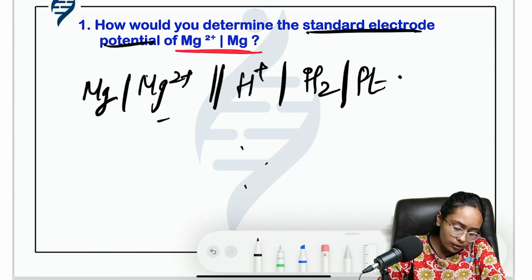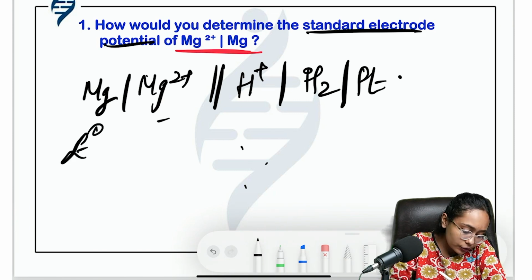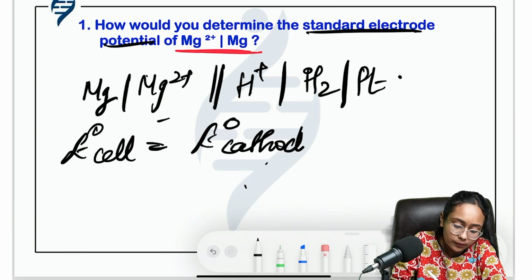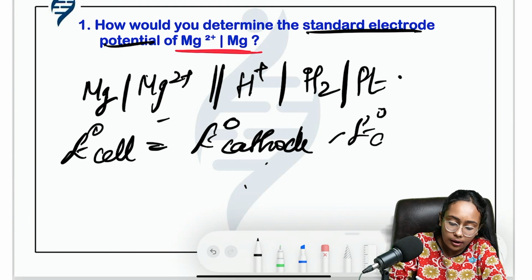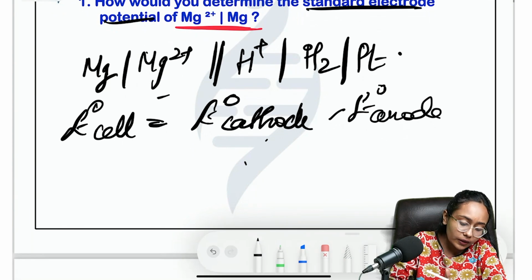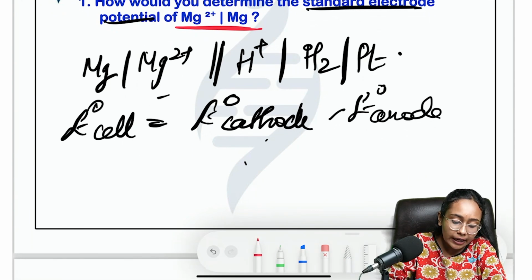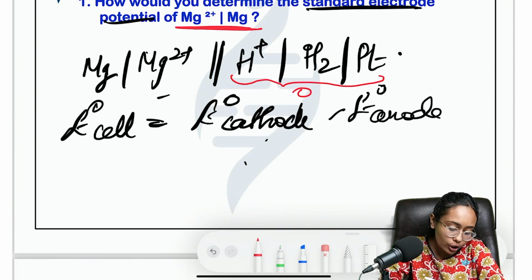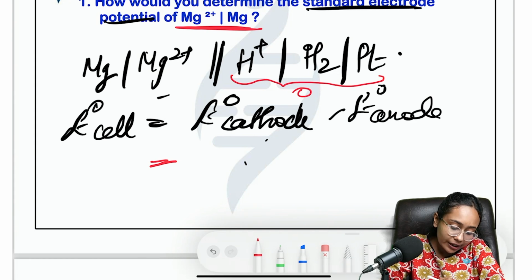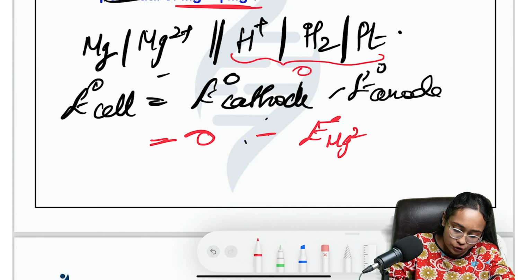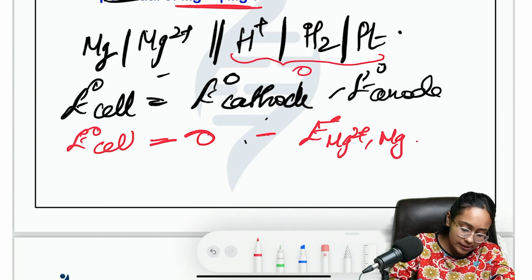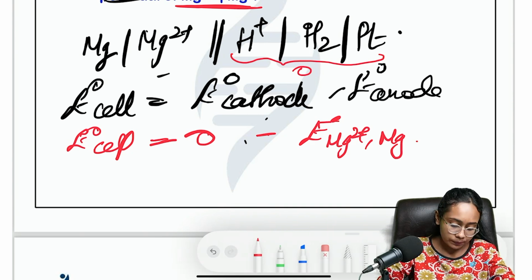Now, the total standard electrode potential of the cell is actually E cathode minus E anode, right? But the E cathode value is actually 0. The potential of SHE is 0. So from that, we can write the cathode value is 0 and the anode value is E naught Mg2+/Mg. Okay, so that will be the E naught cell, the standard cell potential.